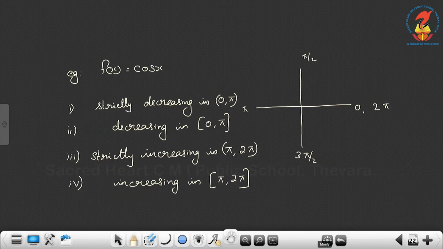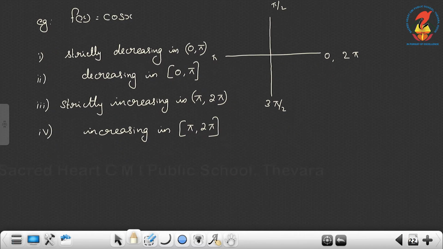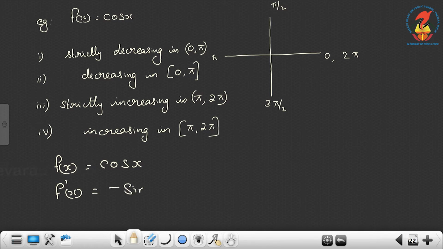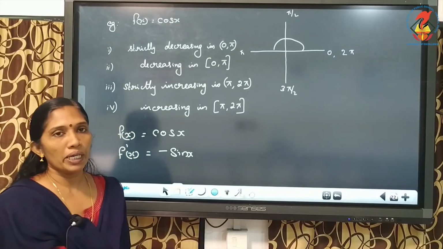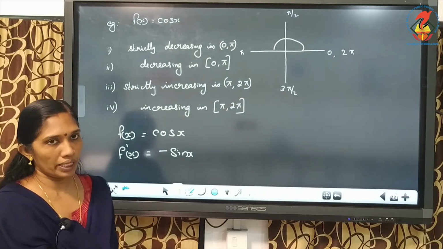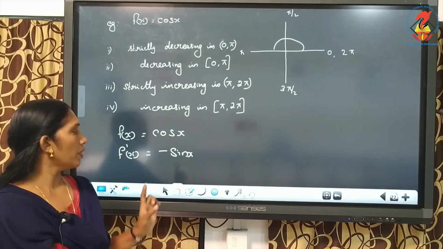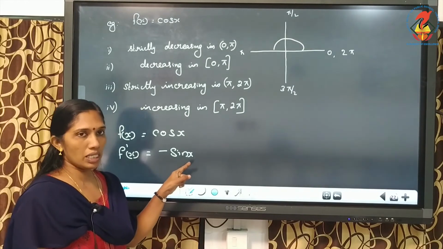Then how do we prove it? Using the theorem. The function is cos x. First of all, you have to find its derivative. What is f dash x? It is minus sin x. Okay. Then the first interval is 0 to pi. 0 to pi means the first and second quadrant. In the first and second quadrant, the sine function is positive.